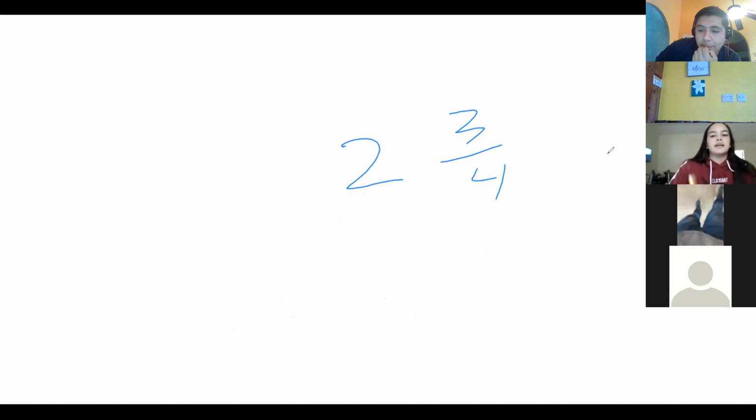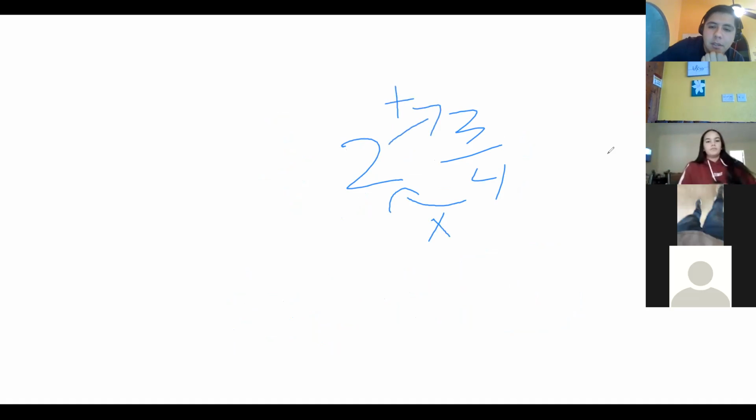Don't you multiply and then add? Right, so you're actually going to multiply the bottom, and then whatever you get, you're going to add it to the top. So if we multiply 4 times 2, that gives us 8. And then you add that to the 3. So we're going to have 11 over 4.